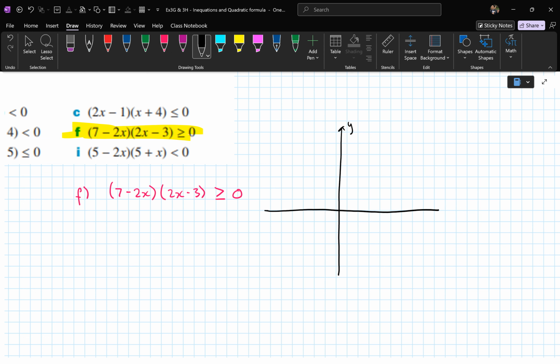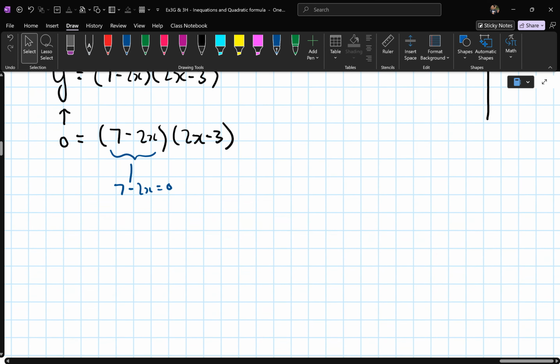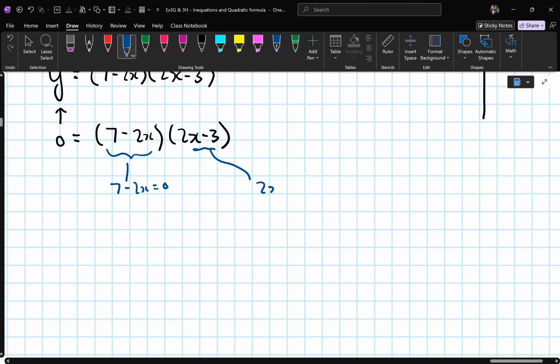Now to draw the graph, we know that it's already factorized, so we can solve for the x-intercepts. And how do you solve for the x-intercepts? So let's say the equation is y equals 7 minus 2x times 2x minus 3. To find the x-intercept, you let y equal 0, and you get 7 minus 2x, bracket 2x minus 3. And we can use the null factor law to then say 7 minus 2x needs to equal 0, or you can also have 2x minus 3 equal to 0, so it's either one of the two.